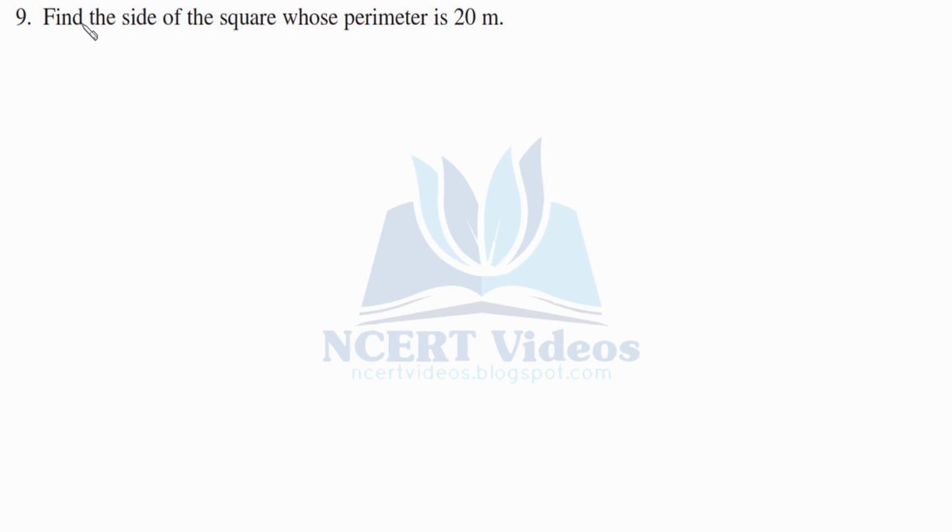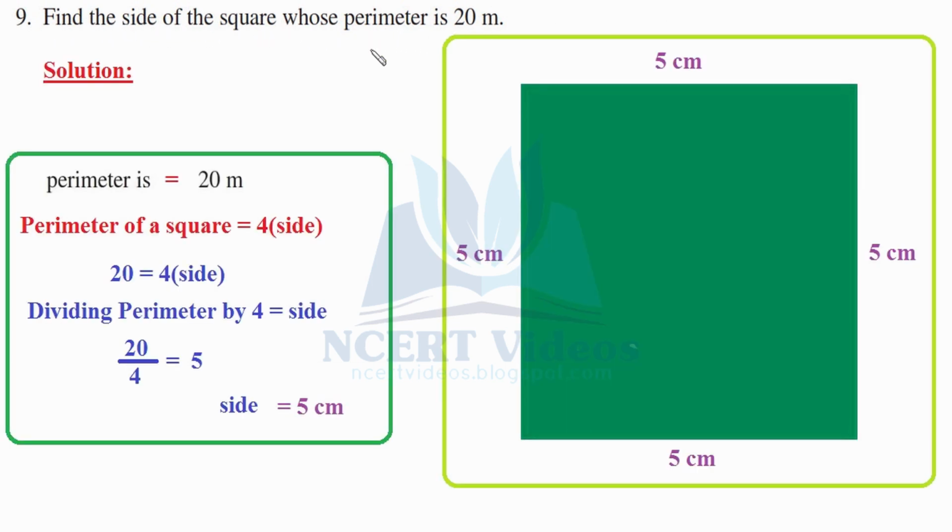9th, find the side of the square whose perimeter is 20 meter. So this is the required square and the perimeter is equal to 20 meter.